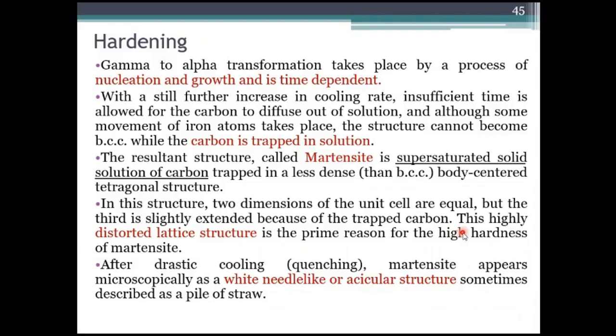Here in this hardening, what you will be doing is a quenching process. Quenching is drastic cooling. Drastic cooling means inside any quenching medium, the heat treated solid will be, just a minute.